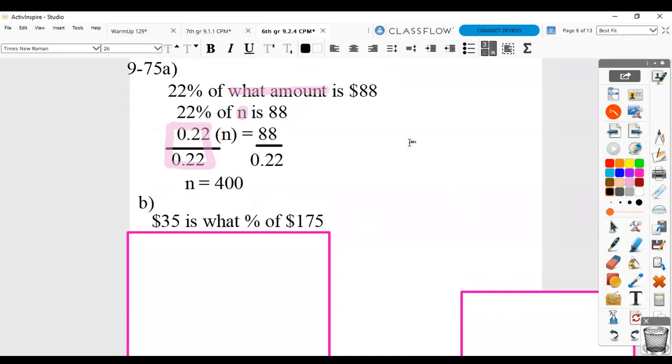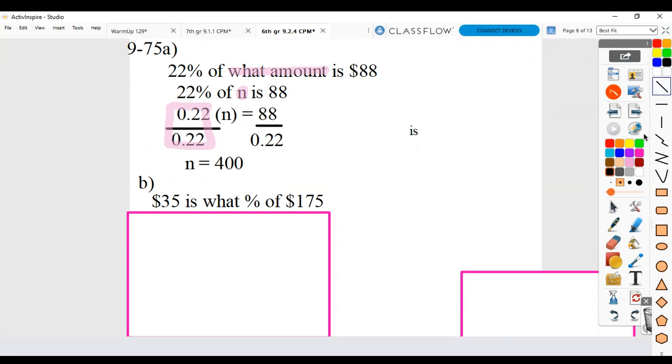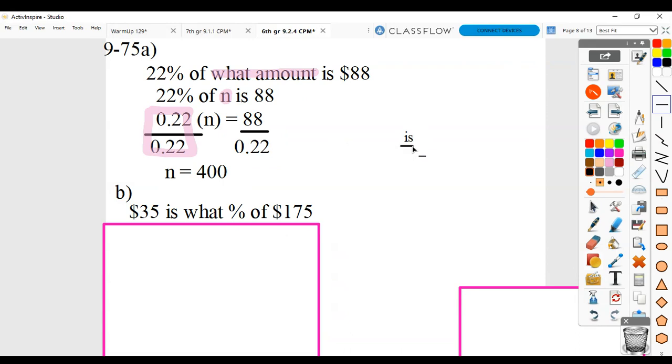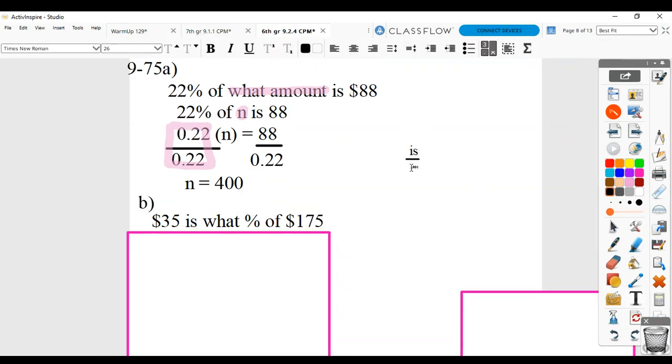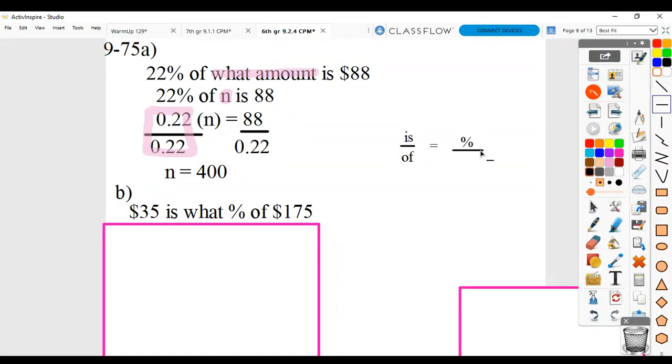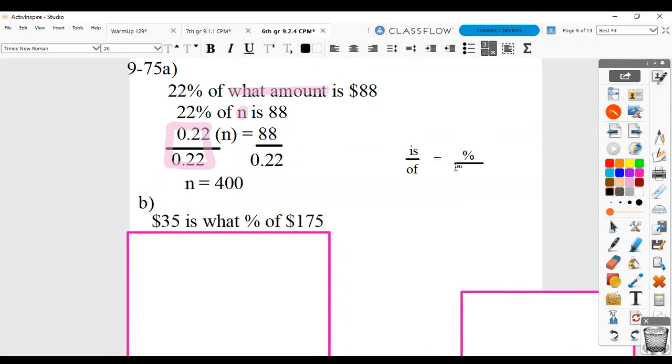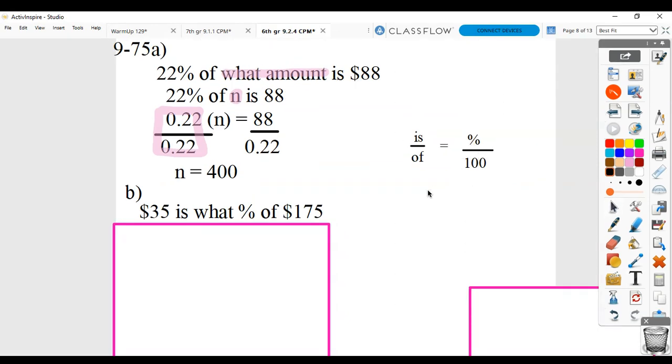Another way you could set this up that I've seen before is where they say is over of equals percent over 100. In other words, you can set it up as a proportion. So if you were going to solve it this way, and I'm not saying this is necessarily the better way to solve it, but it is another way to solve it. You can go with what works best for you.